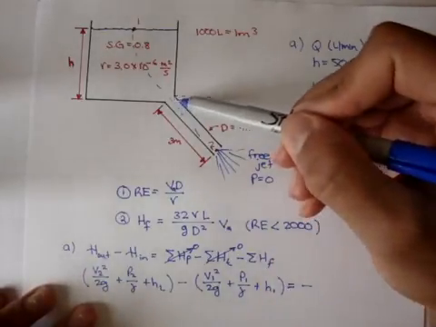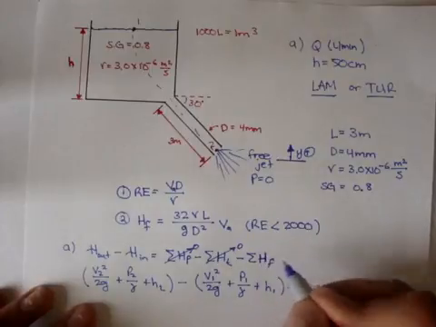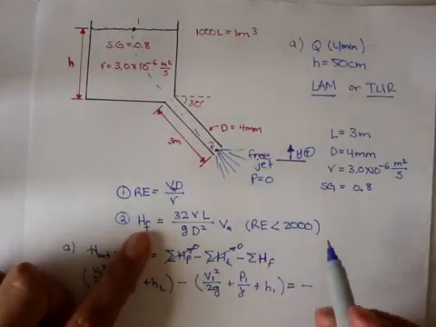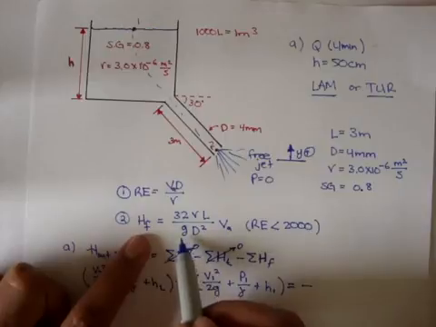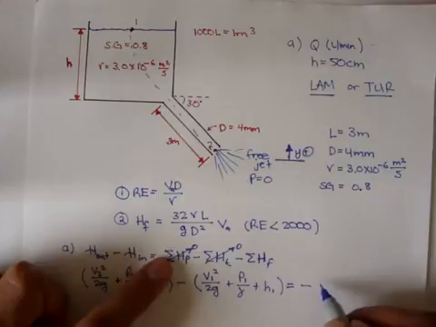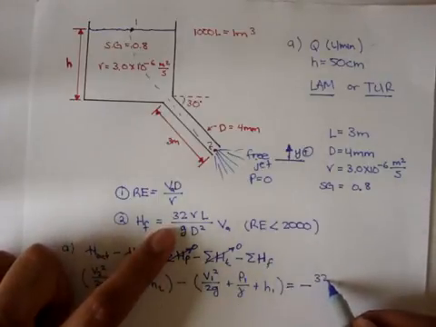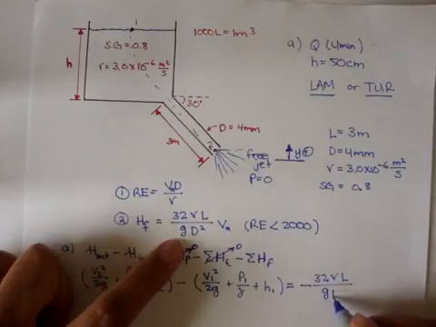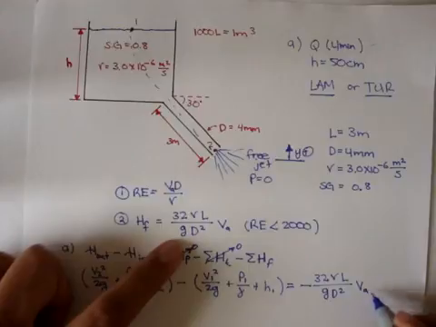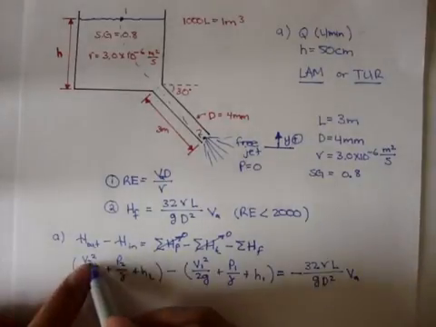And here we only have one pipe, so there's only going to be one frictional head loss. And remember, we assumed it to be laminar, so we just plug in hf into this equation. So it'd be negative 32 nu L over g D squared times the average velocity. Okay? Now, the velocity at 2 we don't know.